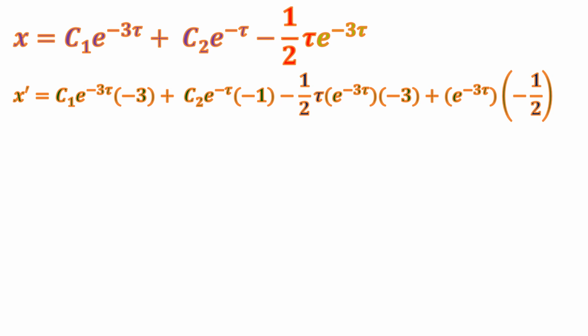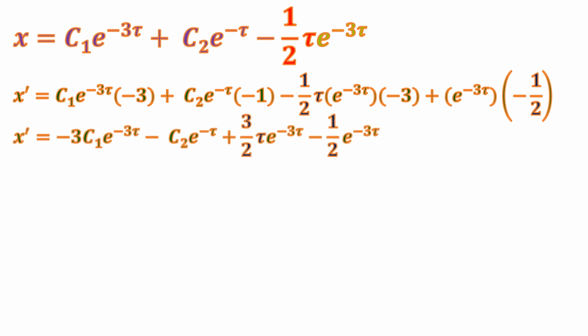But for the third term, we use the product rule. Negative 1 half t times the derivative of e to the negative 3t, plus we copy the e to the negative 3t and then we differentiate negative 1 half t, which is negative 1 half. Then we simplify. We put the negative 3 beside c1 and the negative 1 beside c2, and then we multiply negative 3 and negative 1 half, which becomes positive 3 halves, and then we put negative 1 half beside the e.